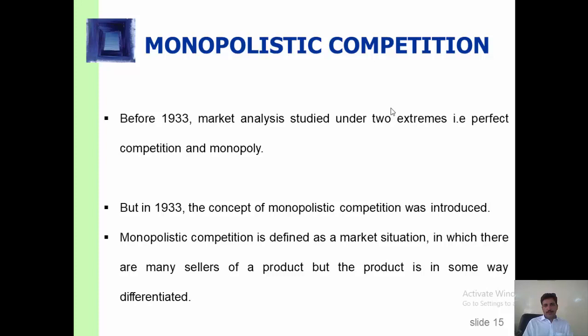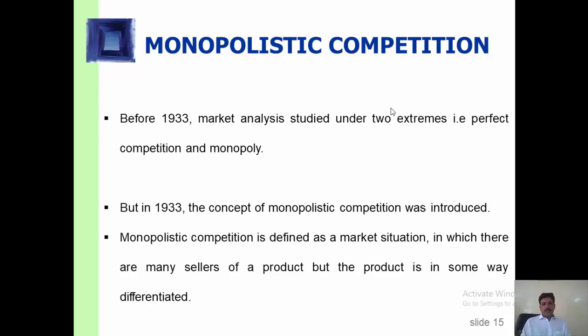The third type of competition is monopolistic competition. Until 1933, market analysis was studied under two extremes, perfect competition and monopoly. But in 1933, the concept of monopolistic competition was introduced. Monopolistic competition is a market situation in which there are many sellers of a product, but the product is in some way differentiated.